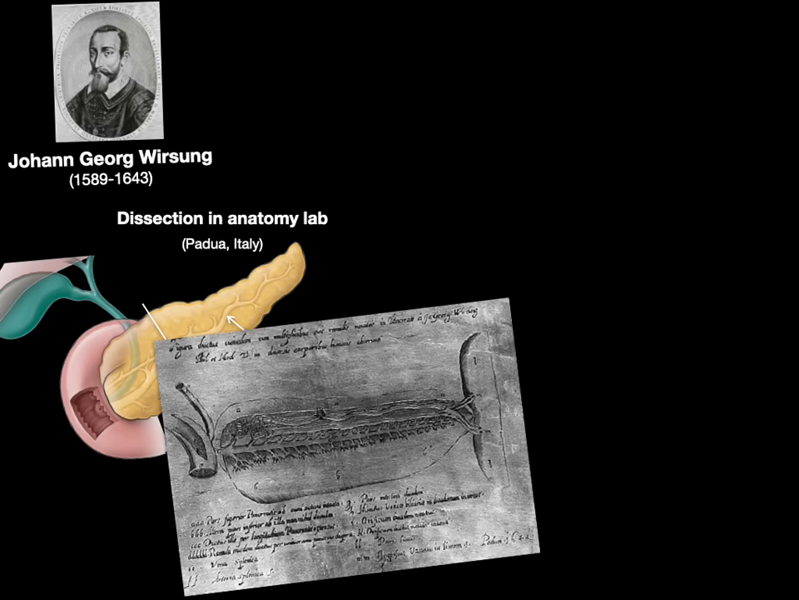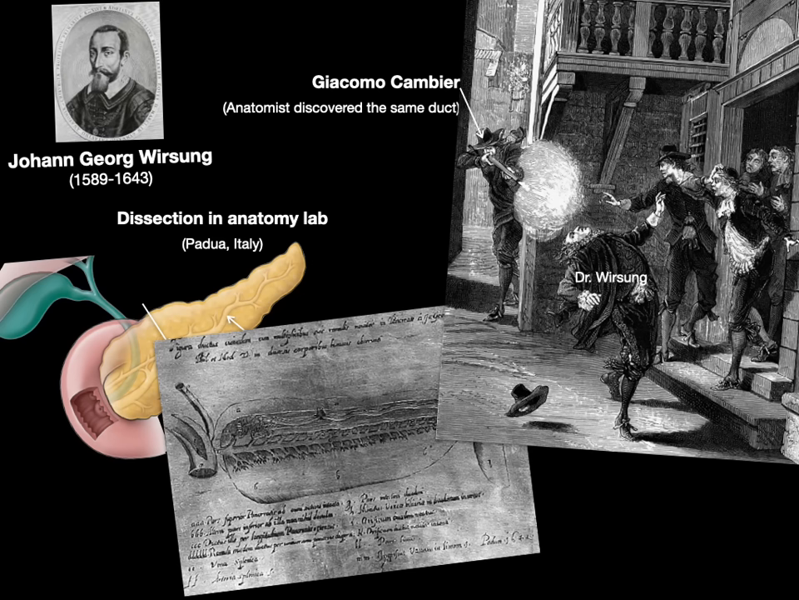The next year, this other anatomy student, Giacomo Cambier, discovers the same duct. And he starts writing about it. And someone says, no, actually, Johann Wirsung already did it. And through very hard feelings, Giacomo got so angry that one night when Johann was going home, Dr. Wirsung was shot in the back by Giacomo and killed over this structure. So Giacomo went to jail, Dr. Wirsung died, the structure was continued in his name, and 5 years later, Dr. Wirsung's graduate student said, actually, I'm the one who discovered it, but I think there was enough death and violence, and so he just let it go. Dr. Wirsung is what it's named after.